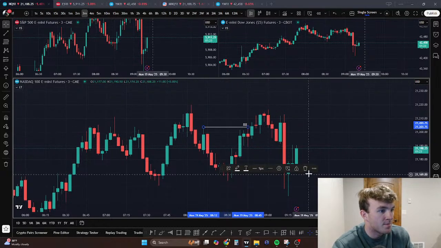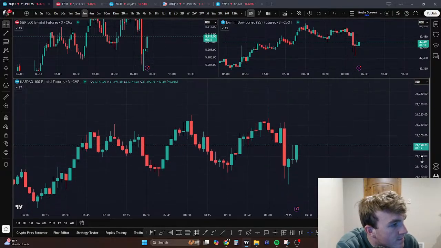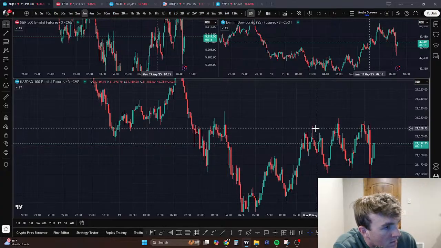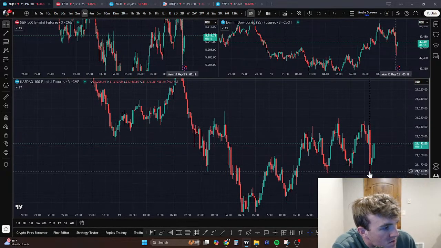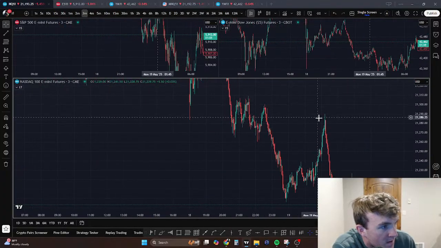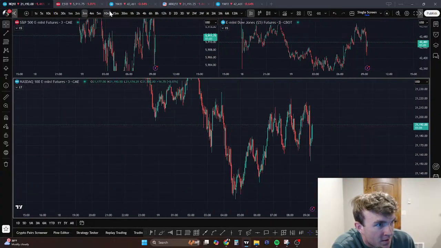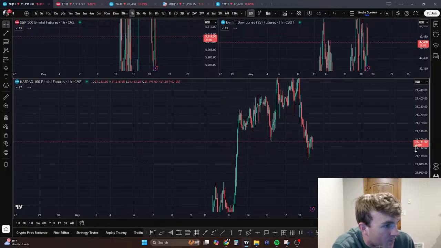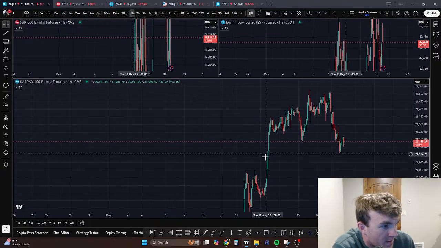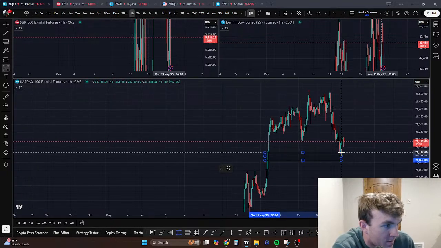So I'm just going to be watching. Like I said, I think maybe we could come here, but we could also get some manipulation on market open. The market might want to dig deeper into this 1-hour gap here. It's possible.